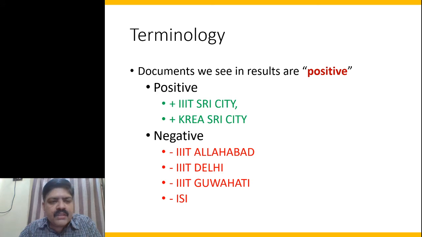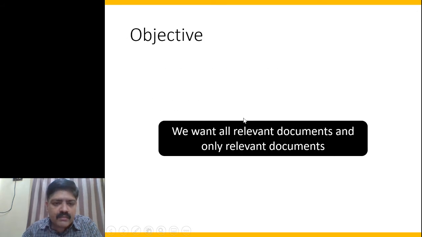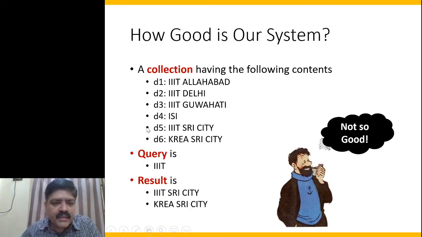Let me introduce some terminology here. The documents that we see in the result are called positive. So we saw two documents, triple IT Sri City and Kriya Sri City, which are D5 and D6. So D5 and D6 are the positives here. Okay, so they turned up in the query. So that's why we call them positives.